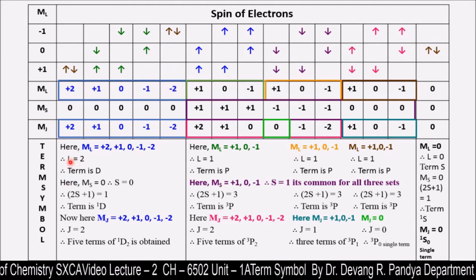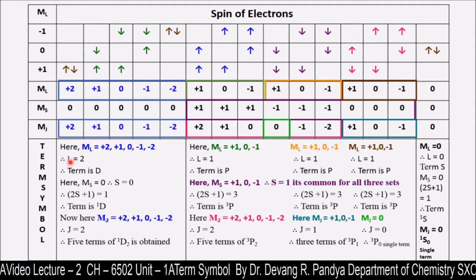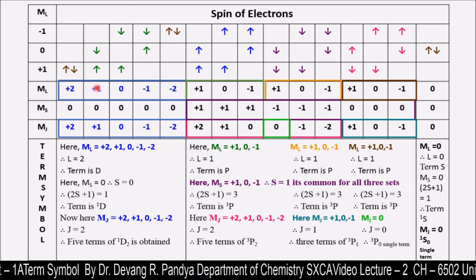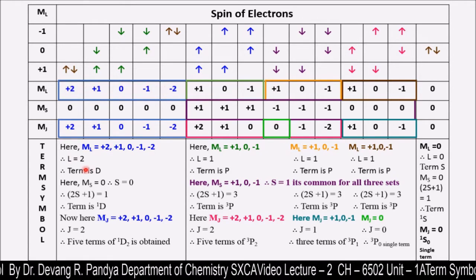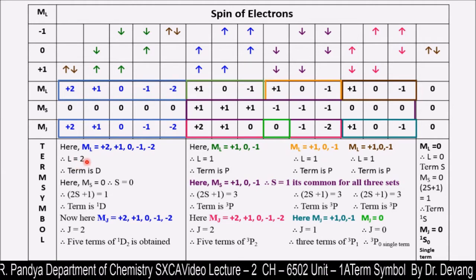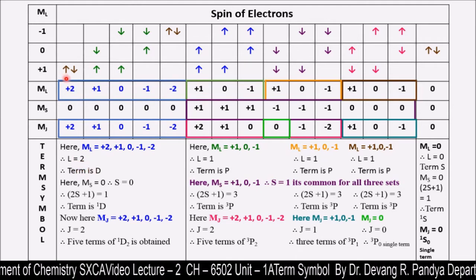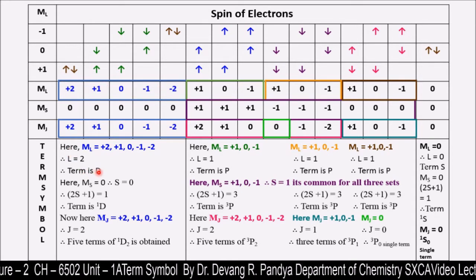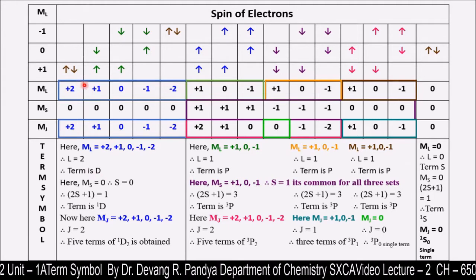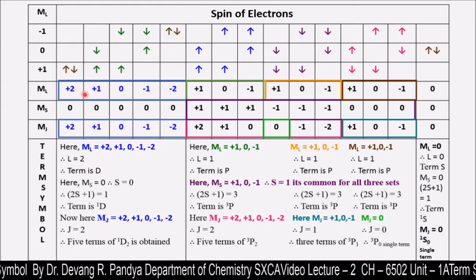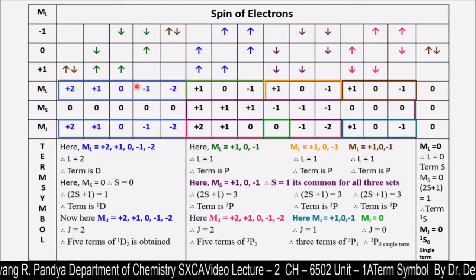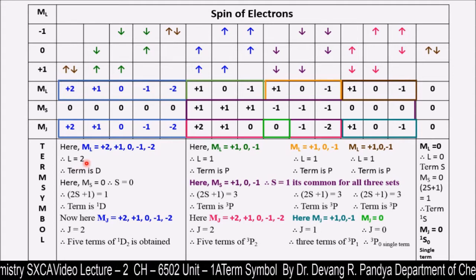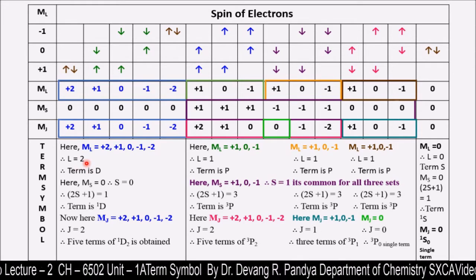So the value of resultant orbital angular momentum quantum number for these 5 different arrangements, 1, 2, 3, 4 and 5, is going to be 2. So we can assign term D to all these 1, 2, 3, 4 and 5 arrangements. We can assign one term, that is D, that is similar for all these, that is +2, +1, 0, -1, -2, all these 5 arrangements. So that is why these different arrangements are given over here.